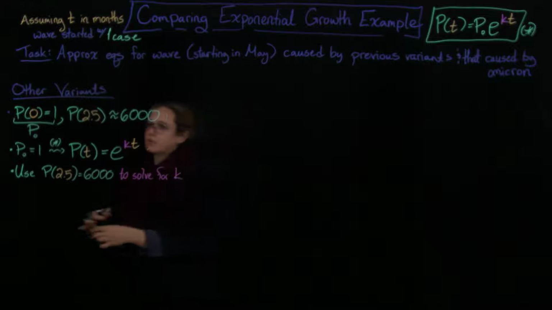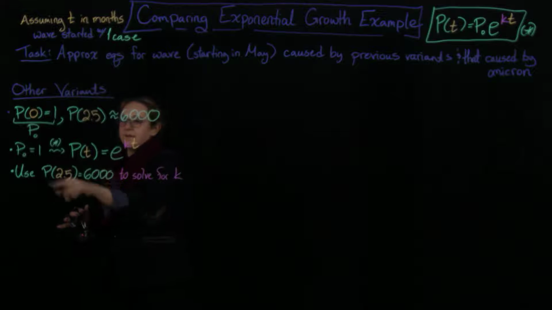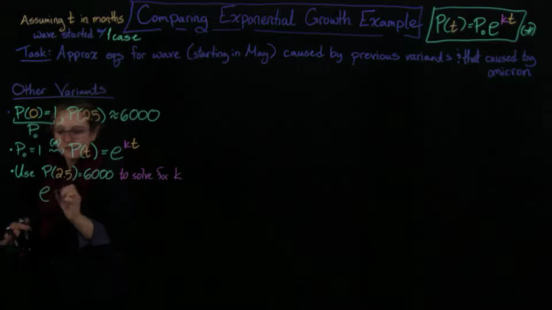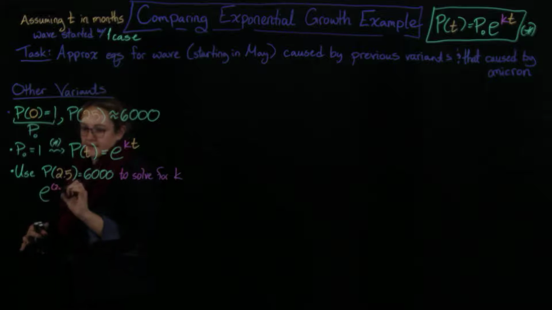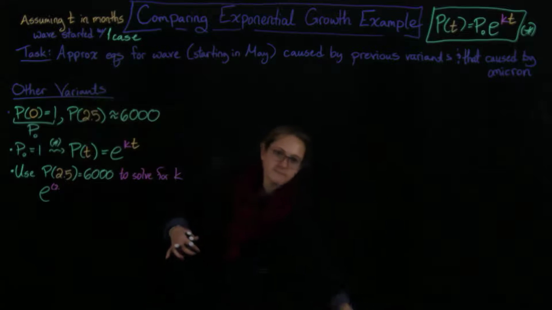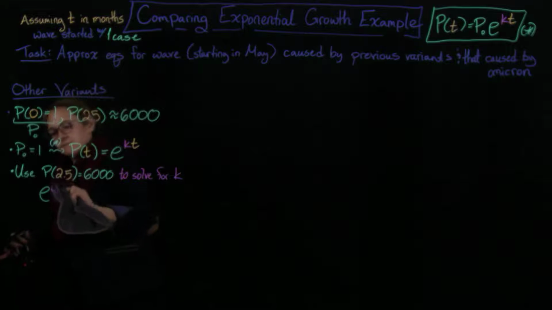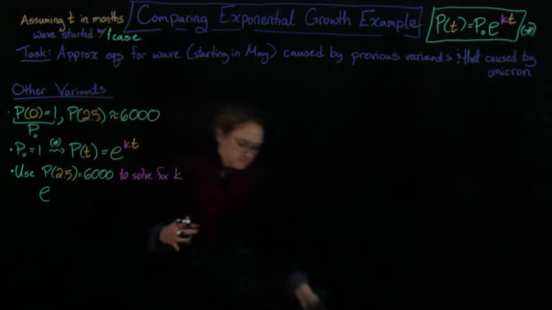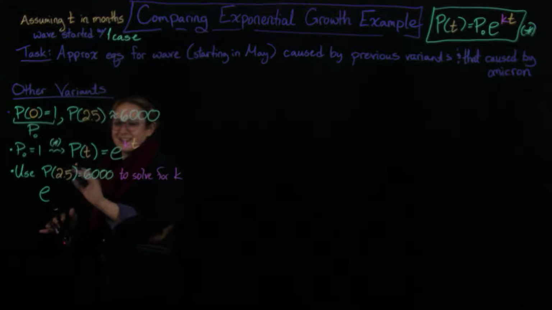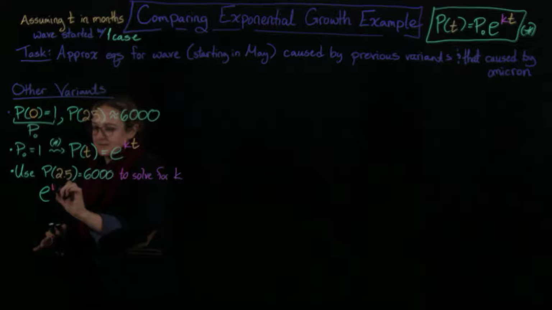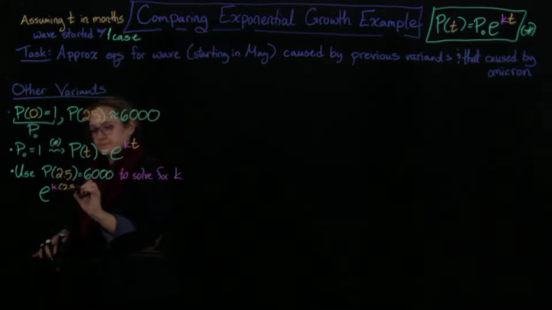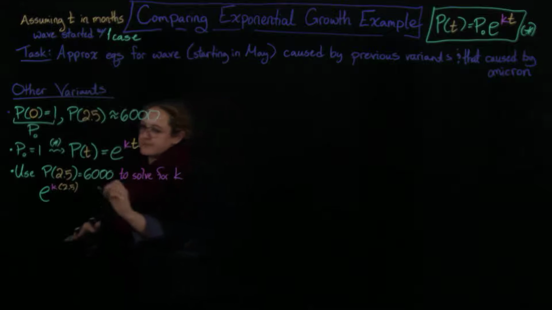Okay, so what do we get? Looking at this, P of 2.5 means putting 2.5 into there. So we've got e to the, and that's going to be for the time, so we still have our k there that we don't know. So this is going to be k times 2.5, right? And we know that that equals 6,000.